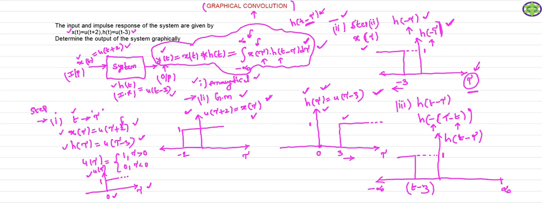How can we get h of t minus tau? This is a very important step. H of t minus tau I want. So h of t minus tau can be obtained by shifting h of minus tau to the right hand side by t units, because the shift is here t units, small t units. Therefore you need to add t to minus 3.